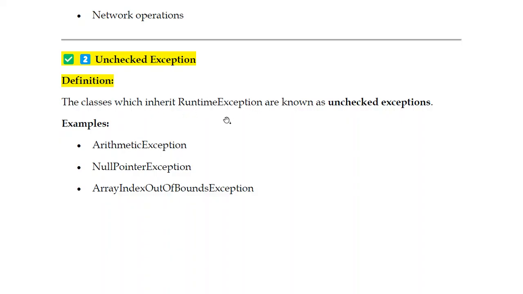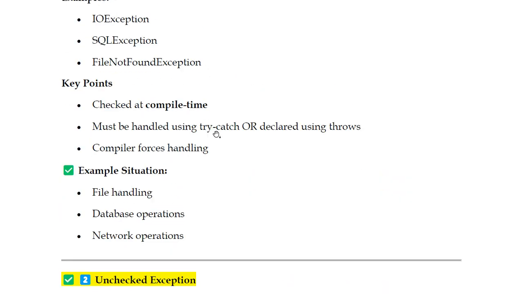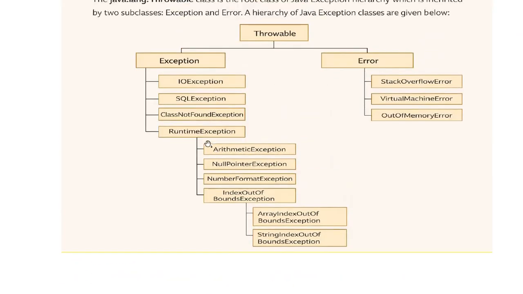Unchecked exception, what is that? The classes which inherit RuntimeException are known as unchecked exceptions. Go to the diagram. These are called runtime exceptions. ArithmeticException, what is that? Divide by zero. There is no compilation error. At runtime only we are going to get this exception: ArithmeticException, NullPointerException, NumberFormatException, IndexOutOfBoundsException.